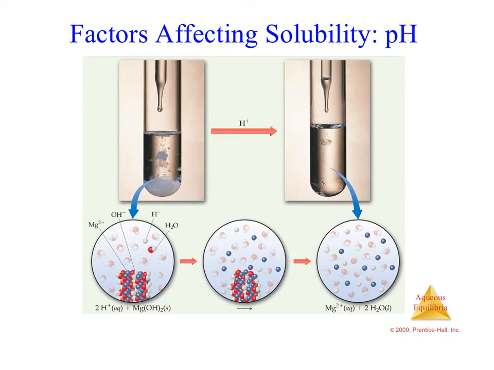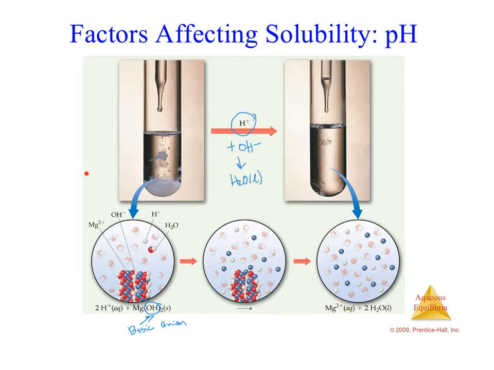Another factor affecting solubility is pH. So I know that H plus reacts with hydroxide to make water. So if you have a compound that has a basic anion like we see here, the compound will be more soluble in acidic solution. Because what's happening? I have my magnesium hydroxide, I add acid to it, and I'm going to form water between the H plus and the OH minus, which then leaves the magnesium 2 plus as dissolved.